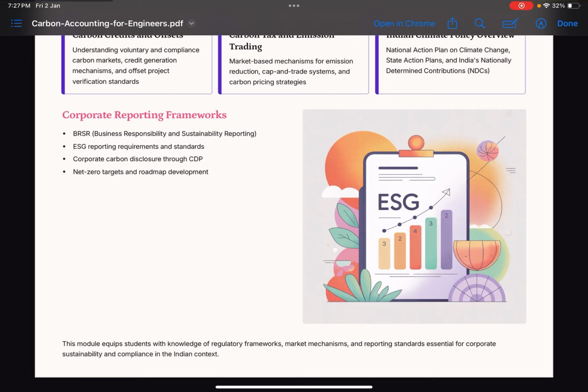So, all in all, we would try to make this carbon accounting course really comprehensive and useful for practicing engineers as well as managers from the industry.